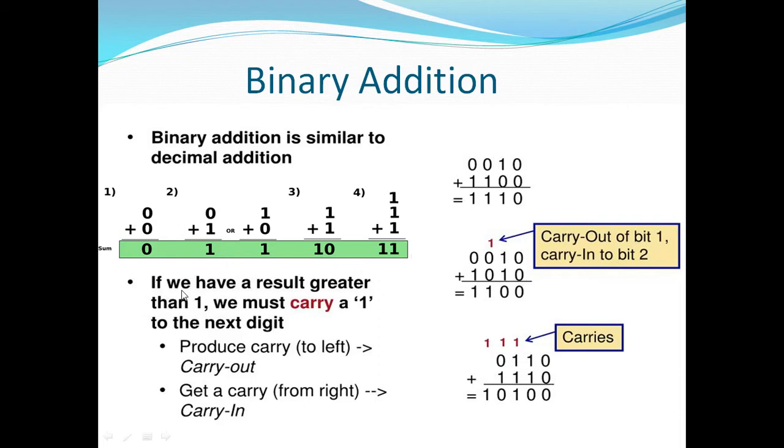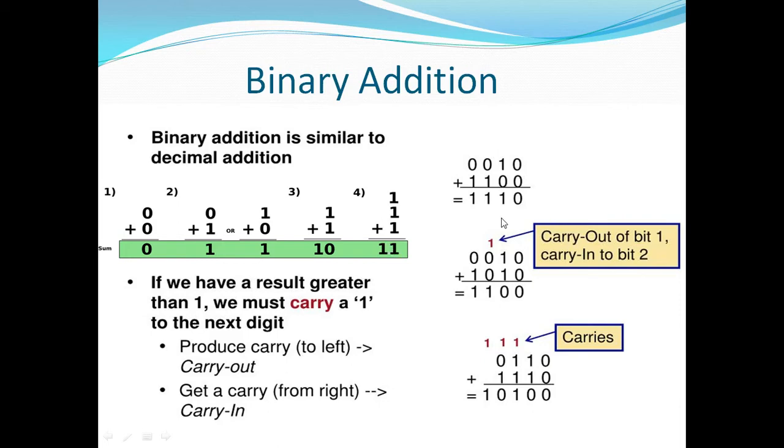Now the rule says whenever the result is greater than 1, like here and here, we must carry a 1 to the next digit. In this case, we'll keep the 0 here and carry this 1 to the next term. Similarly, in this case, we'll keep this 1 here and carry this 1 to the next term.